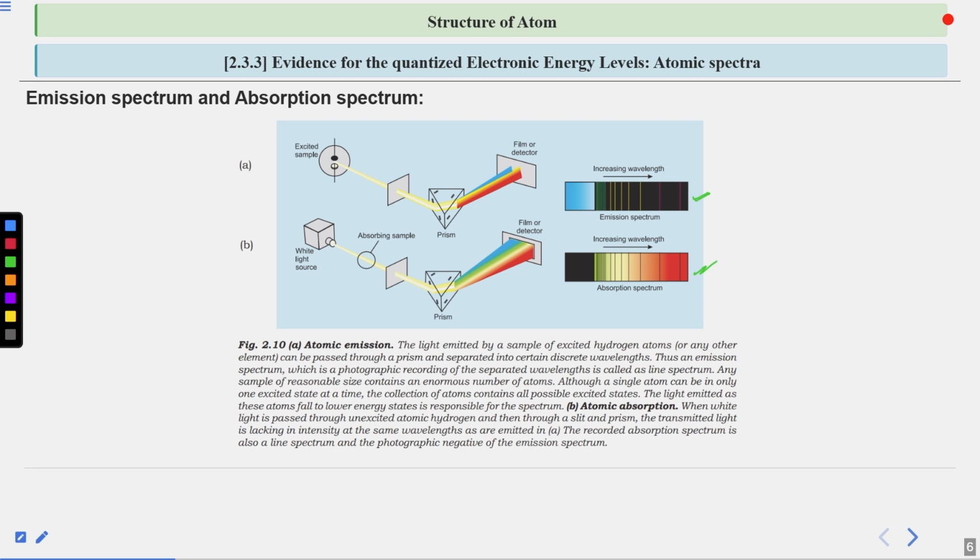Now this word spectrum is coming again and again, and I have already explained it, but I am telling it once again. We can think of it as a collection of electromagnetic radiations where we have various wavelengths and frequencies.